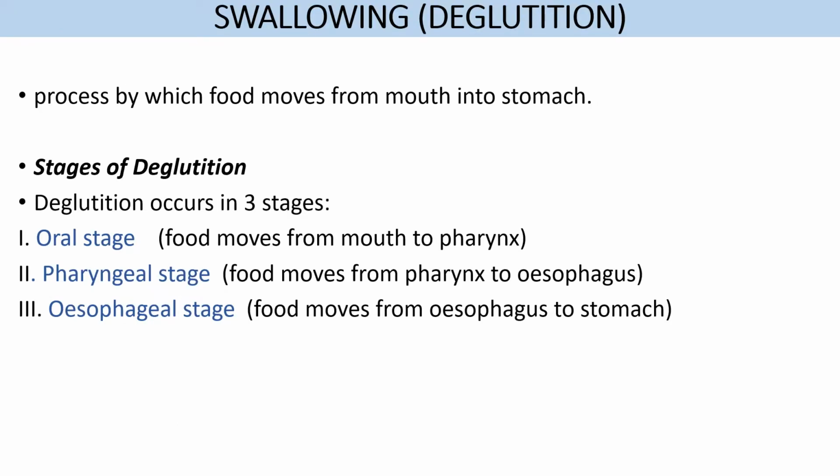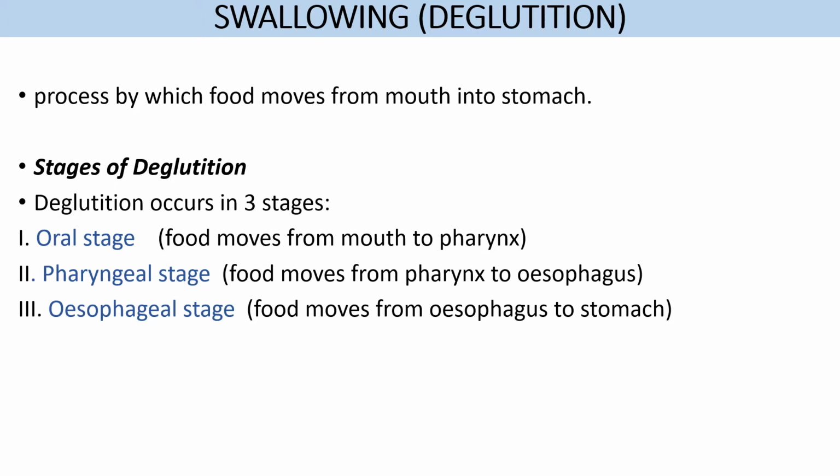Now let us see what is the definition for deglutition, also called swallowing. So swallowing is the process by which food moves from the mouth into the stomach. There are various stages of deglutition. The three stages of swallowing or deglutition are oral phase, pharyngeal phase and esophageal phase.